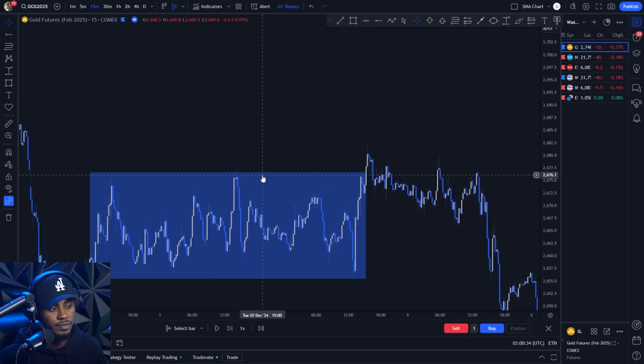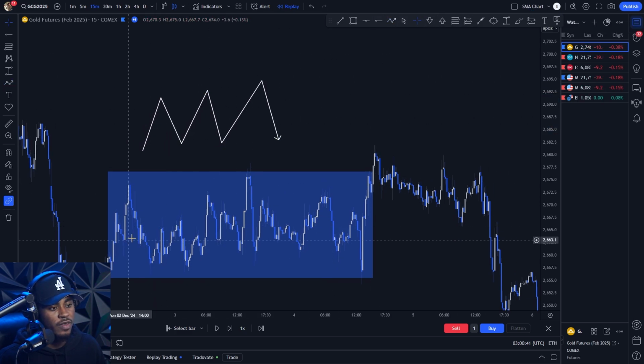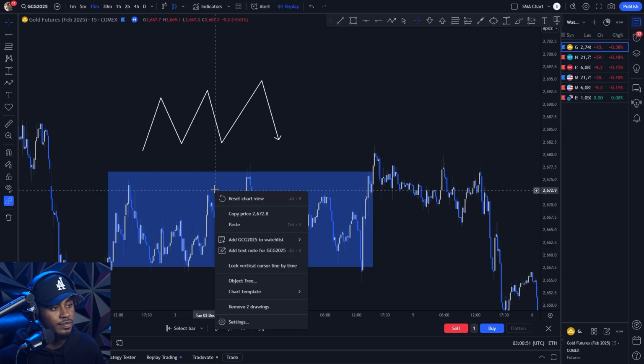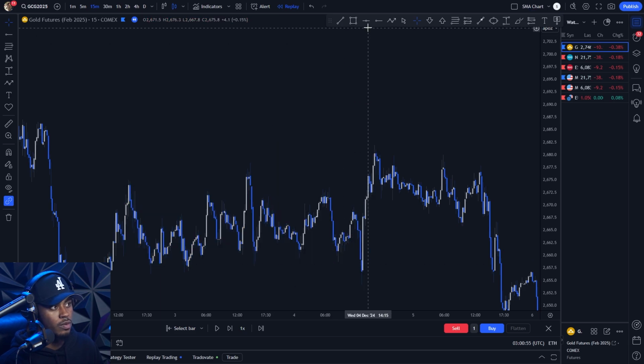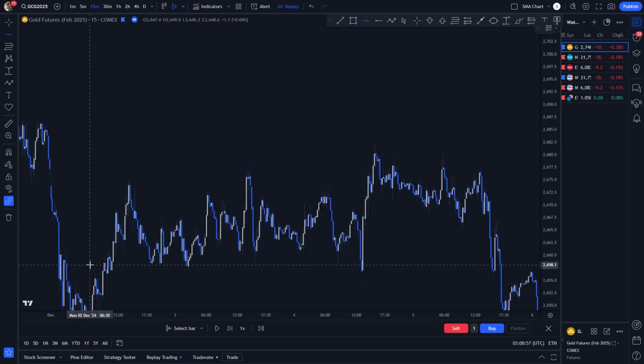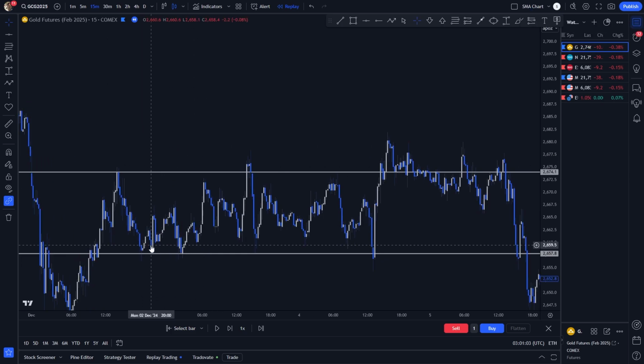So if we come over here, notice how I said a range is when price is going in and out of support and resistance. Well, if we were to identify some level of support, it would be around this area right here. I'm going to delete this. We would ideally put our support right here, and we would ideally put our resistance right here. Notice how price makes a few touches.